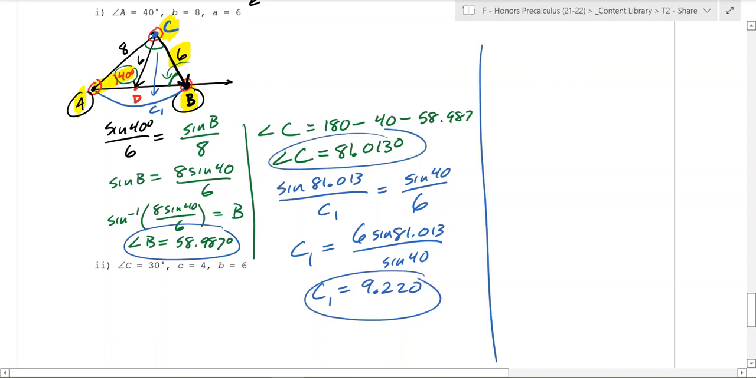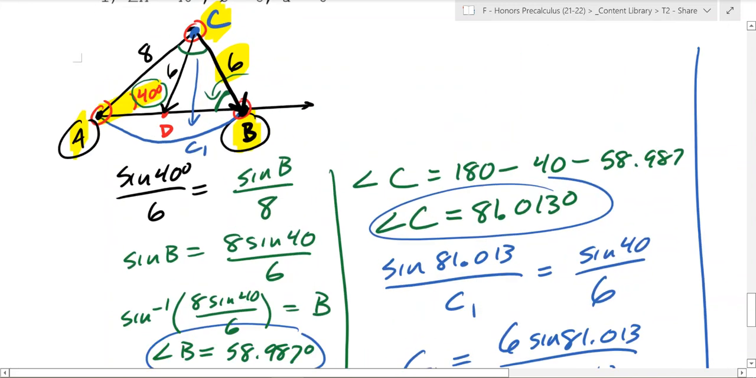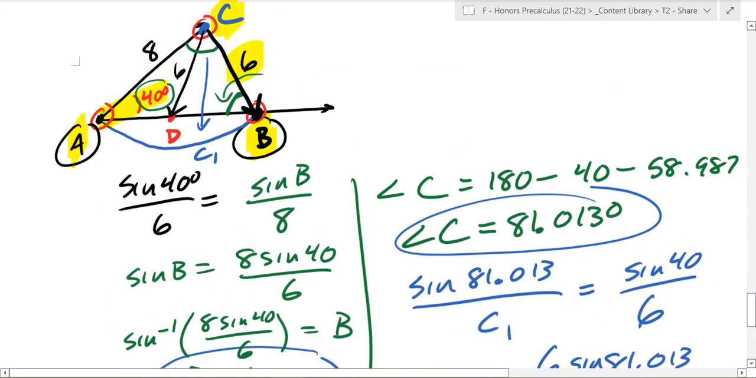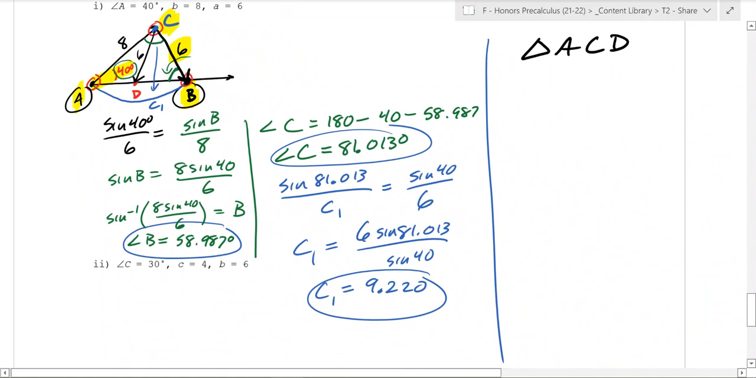Now the other triangle, though, is there's still another triangle there. There's the triangle ACD. So we need to solve that triangle as well. We end up with that triangle, I'll roughly sketch it right there, is this one right here. And we know that this right here is 40 degrees. We know that this is 8, and we know that this is 6.